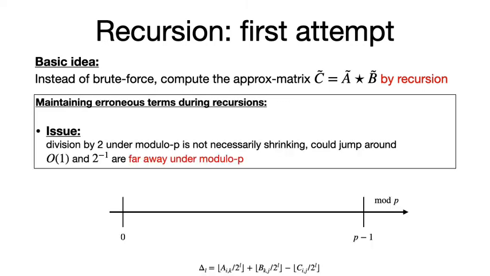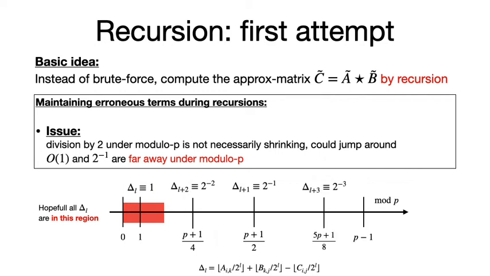Let's describe this issue with a picture. Here, we have drawn an axis of mod P. For the purpose of recursion, hopefully, we want all delta values to lie in this red region, so that each level can reuse the information from the previous level. However, since division by 2 is not always shrinking, the delta values could be jumping around like this, which is out of control.